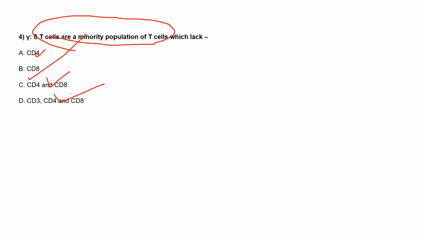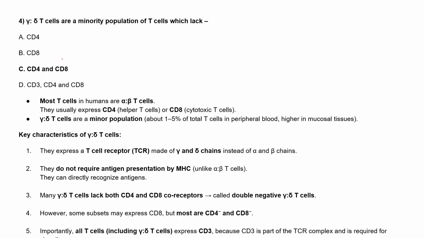Option D. Okay. Anyone else? Okay, then let's see. It's okay, but C is the right answer. Option C you said, right? So C is the right answer.